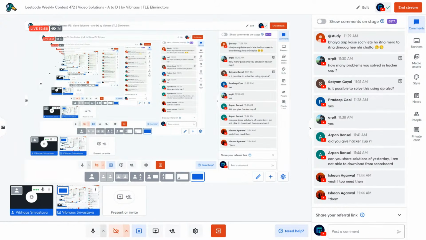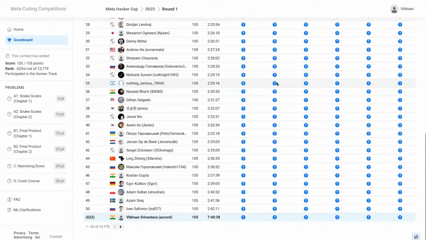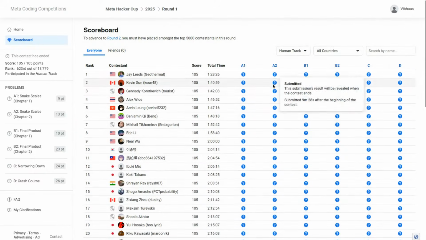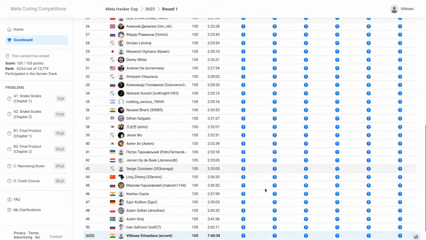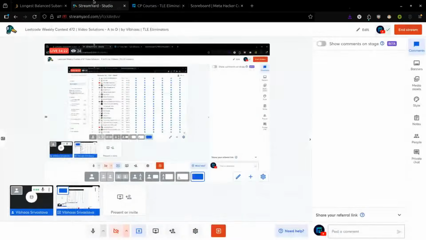Can you share the solutions of yesterday? Thing is, they'll make the scoreboard public in some time, right? It's not public for anyone. Like even I can't download the solutions. So I think it's because they were having some issues during the contest, right? That's why they're doing some clarifications and that stuff. So once that's over, they'll make it public. It's fine. Don't worry about it.